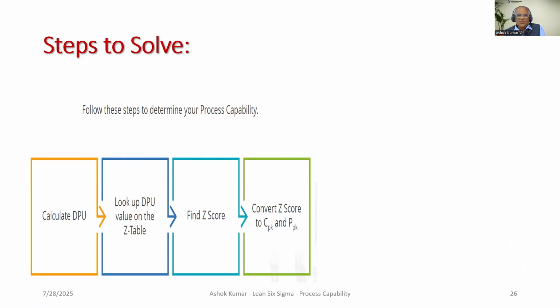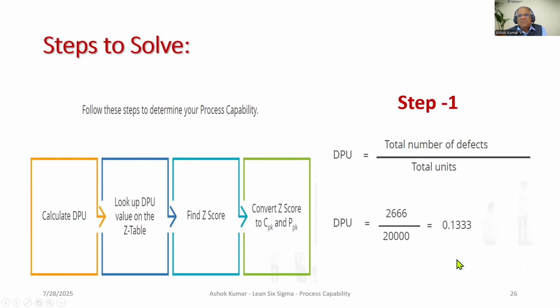So for those of you who have a little bit of mathematics, this is easy, but don't get worried. Mathematics is not a difficult subject. It's pretty much common sense. So let us do the calculation here. So DPU is 2666 divided by 20,000, the given sample size, which is 0.133 defects per unit. You are done with the first step. Go to the second step.